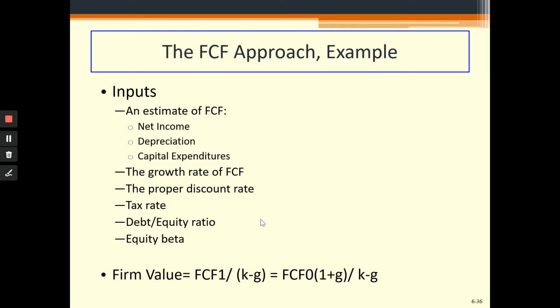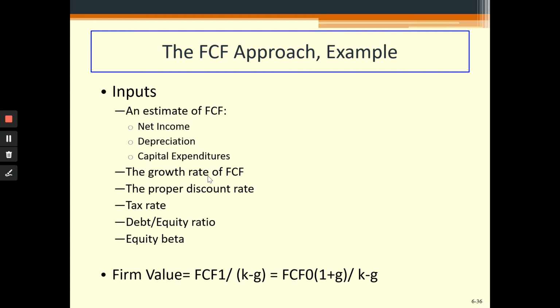Now, in the free cash flow approach, these are the inputs. We need the net income, depreciation, capital expenditure, also change in net working capital if you have, and the growth rate of the future cash flow. Here again, we will be making our assumption about the growth of the future cash flow, because this helps us find the value of the stock in an easy manner.